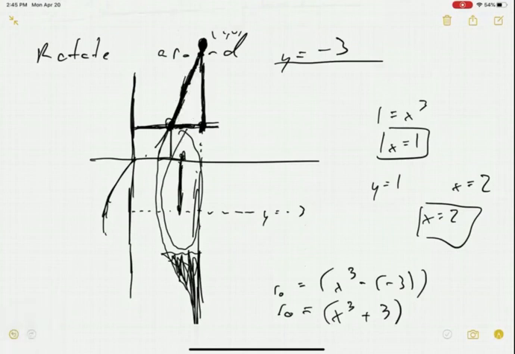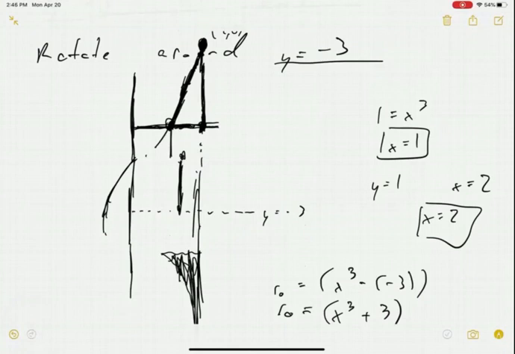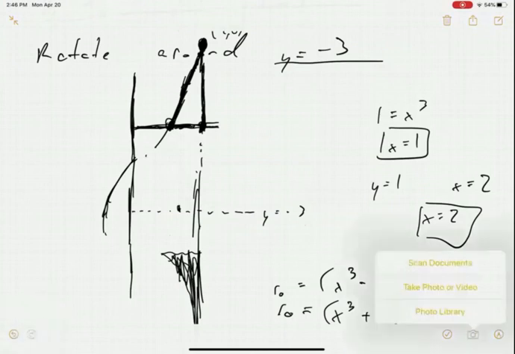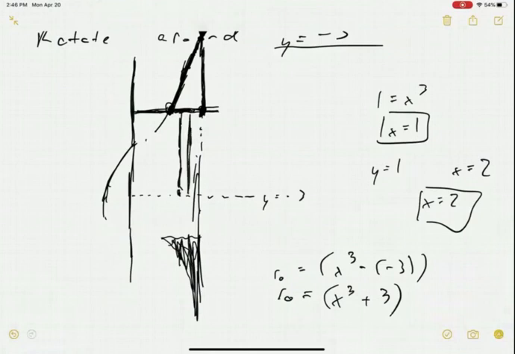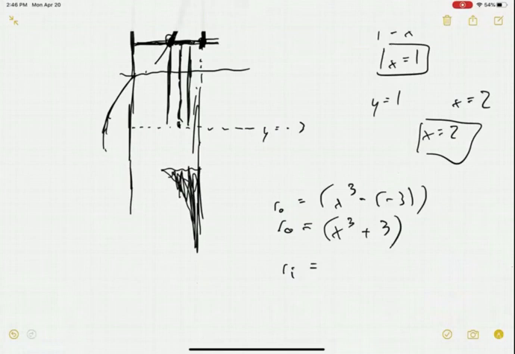Inner radius, okay, that's going to be the distance from my line y equals -3 to here. So what is that distance? That's always the same. It's always the distance between y equals -3 and y equals 1. So that's going to be y equals 1 minus y equals -3, which equals 4.